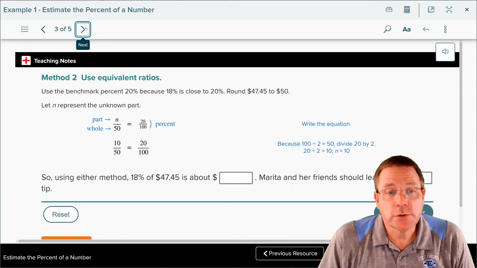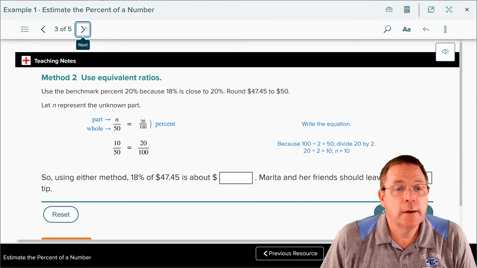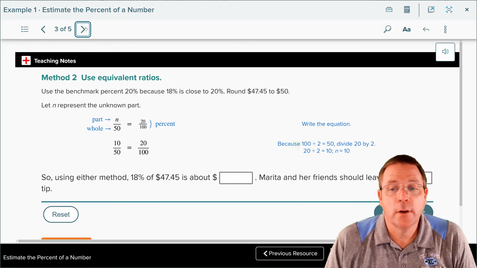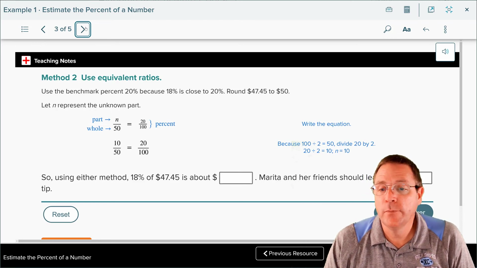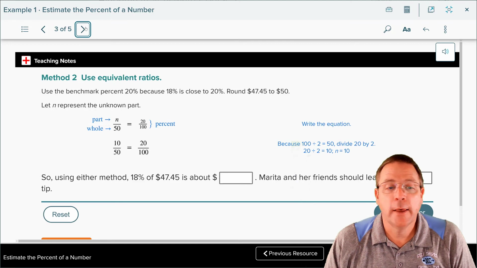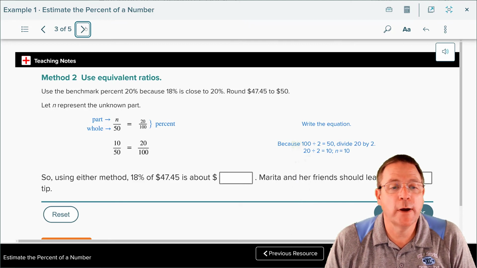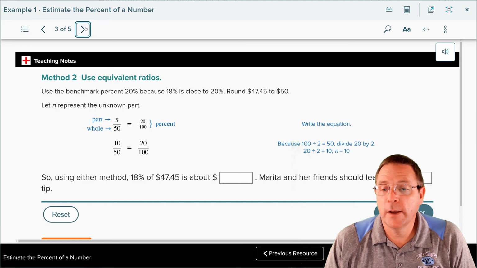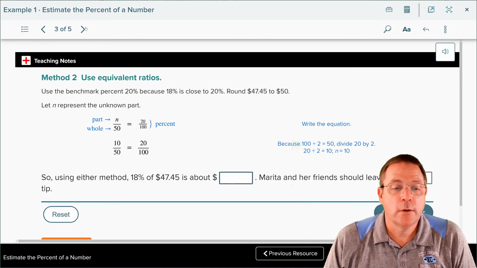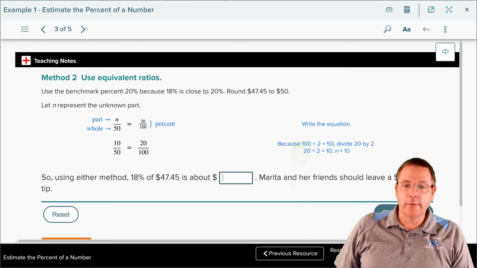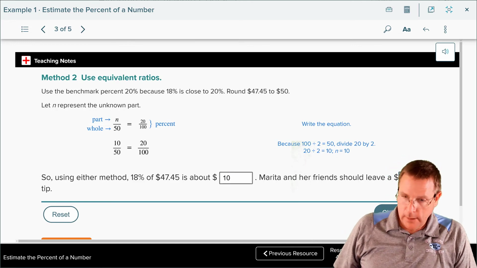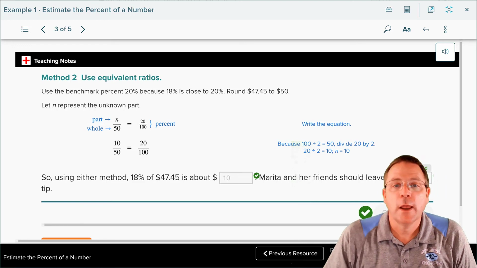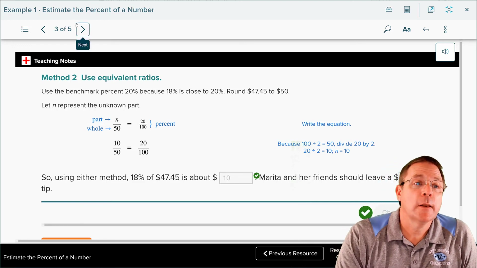Using equivalent ratios is another way you could do it. Once again, they've got it set up the same way, where you said 100 divided by what is 50? That's 2. You can see they did that over here on the right. And since they divided 100 by 2, they also had to divide 20 by 2. 20 divided by 2 is equal to 10, so 10 went in there. So either method you use, 18% of $47.45 is going to be about $10, and therefore Marita and her friends should leave a $10 tip. We're going to check our answer, and both of those did check correctly. Let's keep moving.